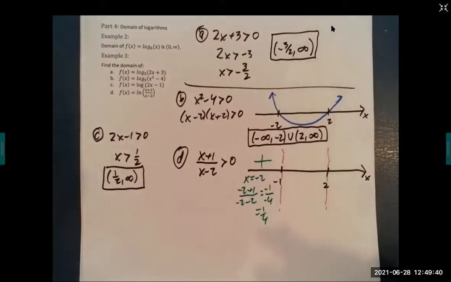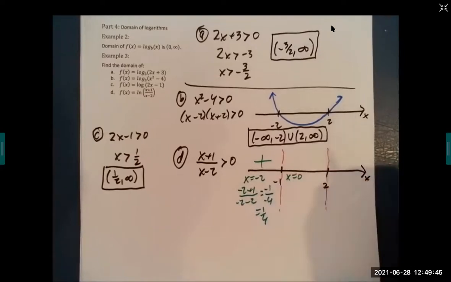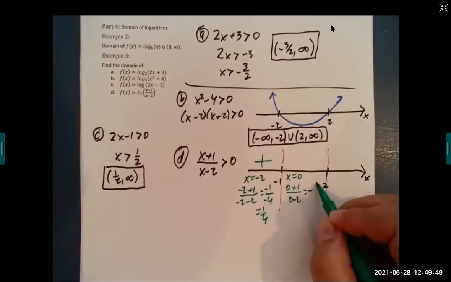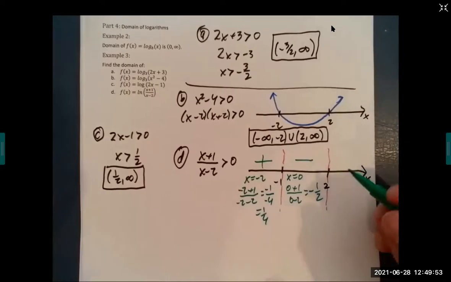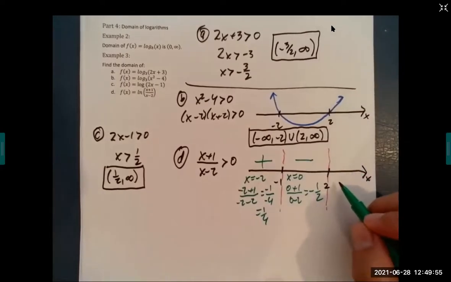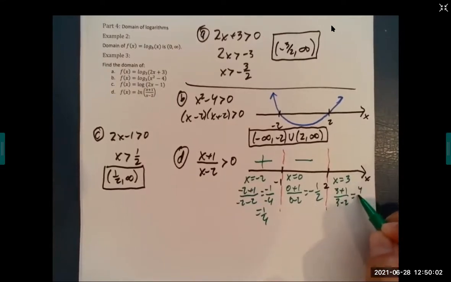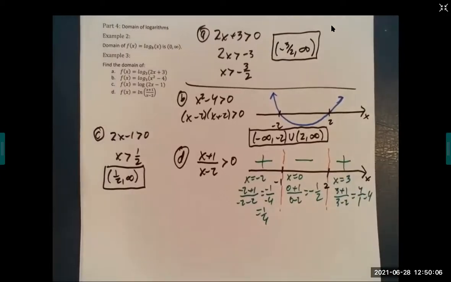For the middle part, 0 is in there, so let's test x equals 0. So 0 plus 1 over 0 minus 2 is negative 1/2. The point is the sign is negative. And let's test a point over here. Let's test x equals 3. 3 plus 1 over 3 minus 2 gives 4 over 1, which is 4. And again, the point is, it's positive.